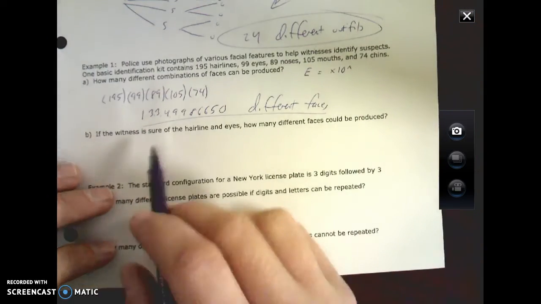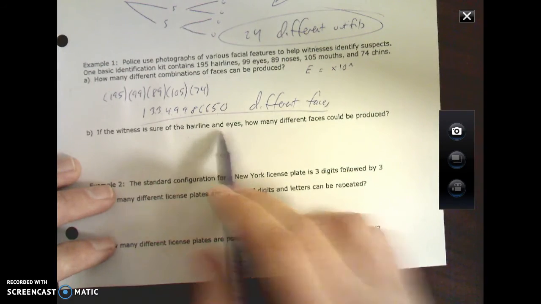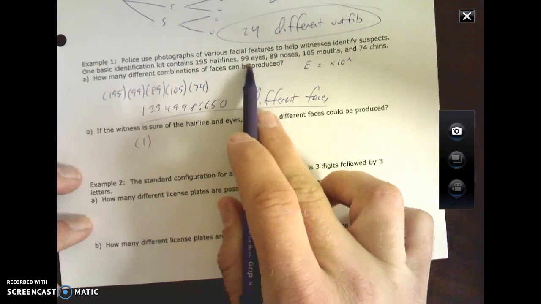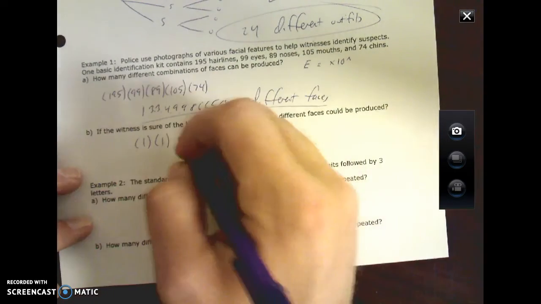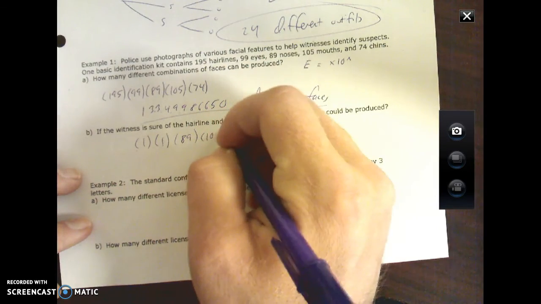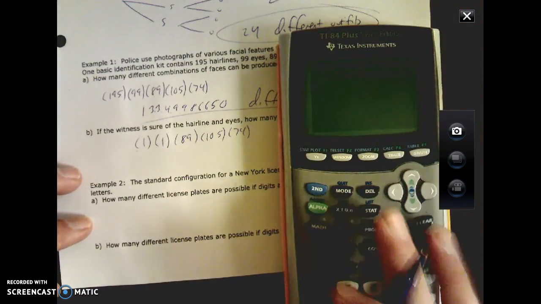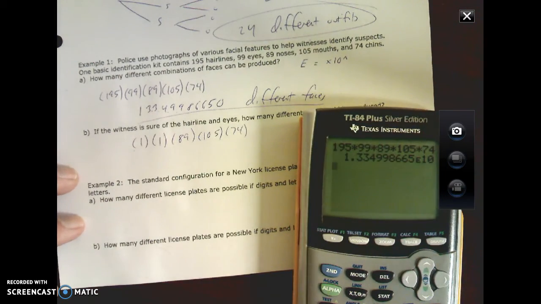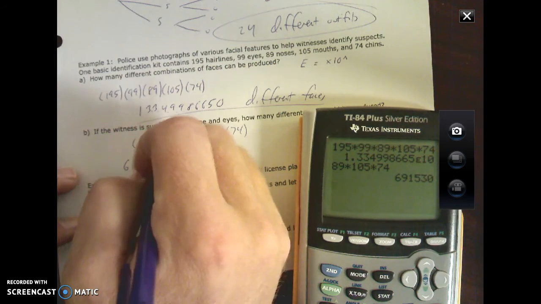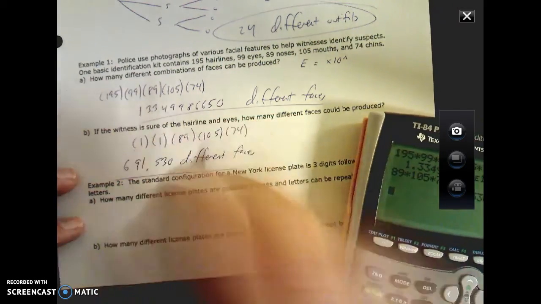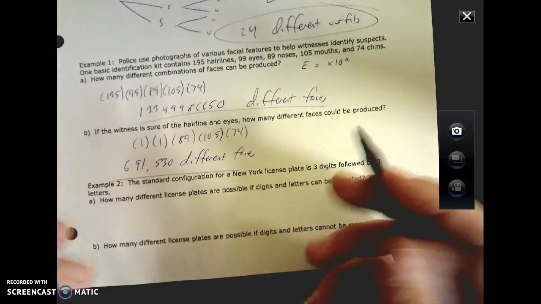Let's continue on. If the witness is sure of the hairline and eyes, how many different faces should be produced? Okay, so that means instead of 195 hairlines, there's 1. Instead of 99 eyes, there's 1. Then I still have 89 noses, 105 mouths, and 74 chins. So this is going to substantially cut it down. We got 89 times 105 times 74 gives me 691,530 different faces. I know it still seems like a huge number, but compare that to my previous number and you'll realize that that's a really big difference.